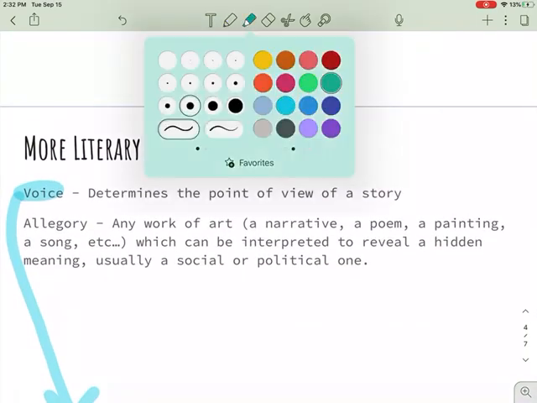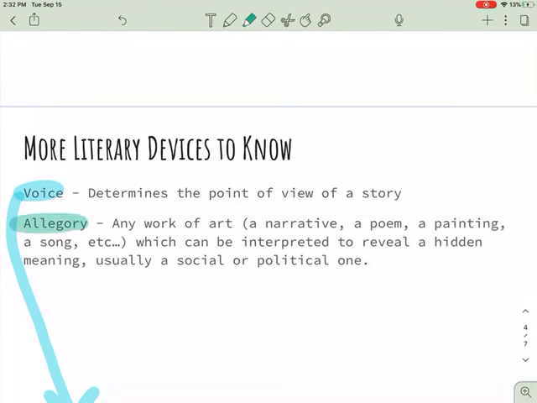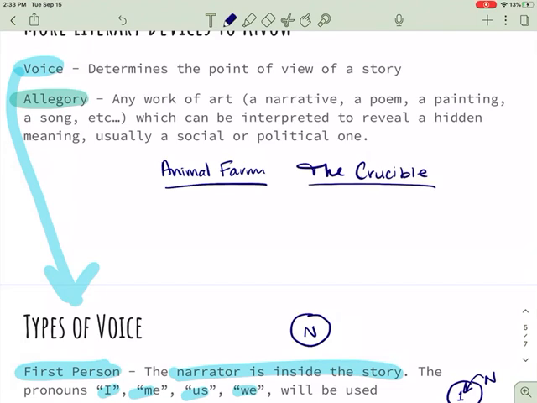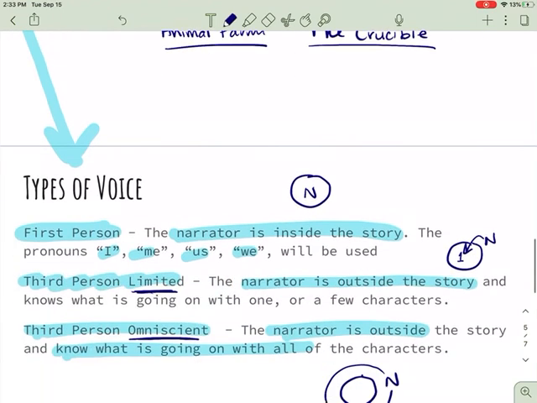And then, of course, we want to talk about allegory. An allegory is any work of art. It could be a narrative, a poem, a painting, a sculpture, a song, a dance, whatever, that could be interpreted to reveal a hidden meaning, usually social or political. So some famous allegories are Animal Farm is a good one, or The Crucible, which we're going to read this year. Different types of allegories, and we'll talk more about them when we get to it.